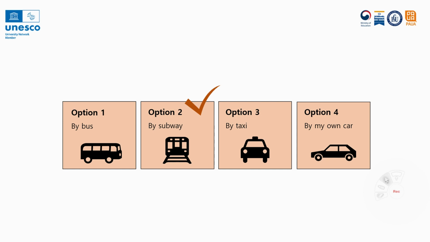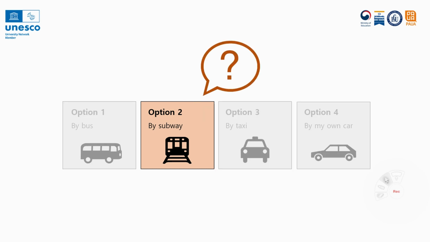You may choose different options, but whether or not one option is the answer is not the point. My point is that when choosing the option, there might be some strategic thinking, a thought process going on implicitly in your mind. Okay, so what's the thought process in choosing option 2 by subway?